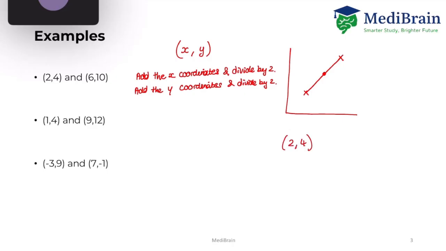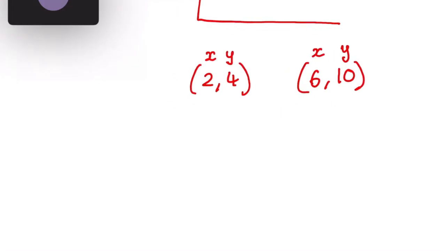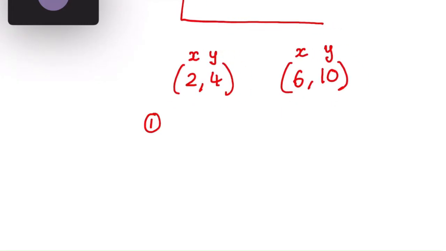in this, the x coordinate is 2 and the y coordinate is 4, because the x coordinate always goes before the y coordinate. And in 6, 10, the x coordinate is 6 and the y coordinate is 10. So all we're going to do is add the x coordinates and then divide by 2. So we're going to do 2 add 6, because those are the two x coordinates, and we're going to divide by 2.